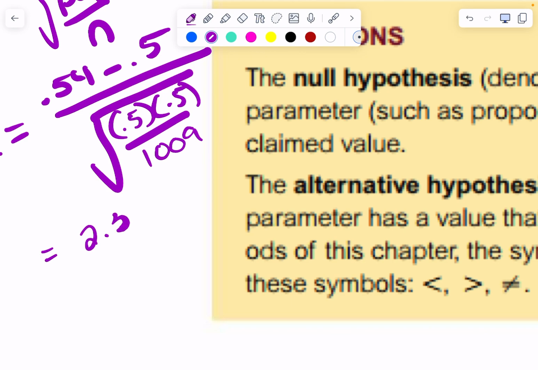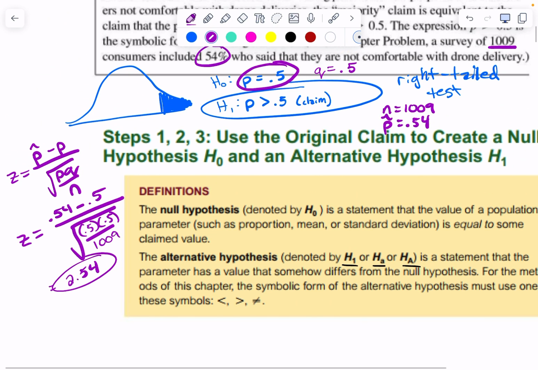2.54. Isn't that the centimeters to inches conversion? Yeah, whatever, that means nothing. Anyway, that's your z value, 2.54. Got it? 2.54. Here's what we're going to eventually end up doing.